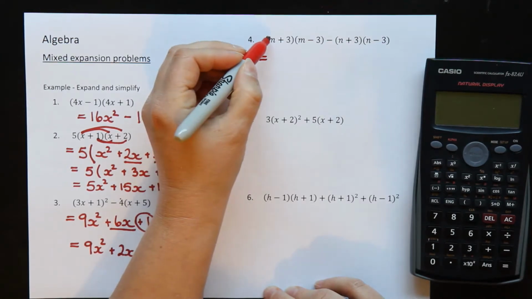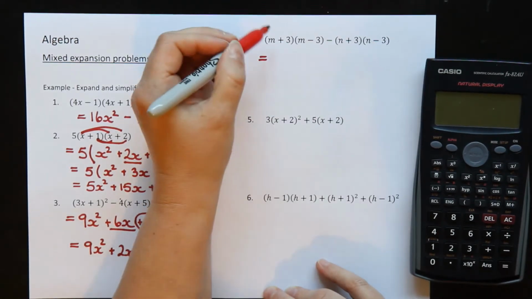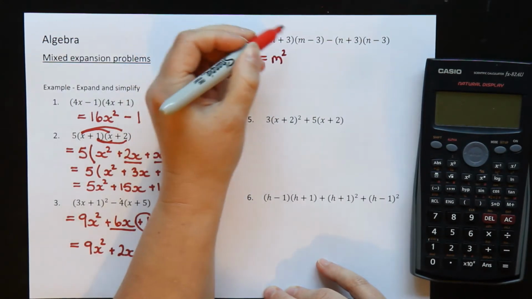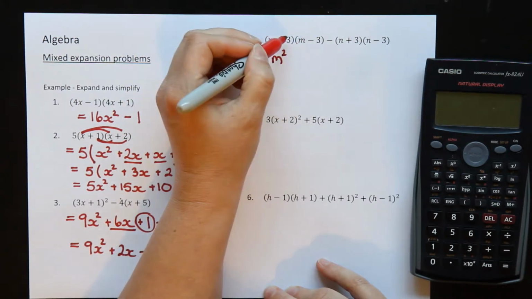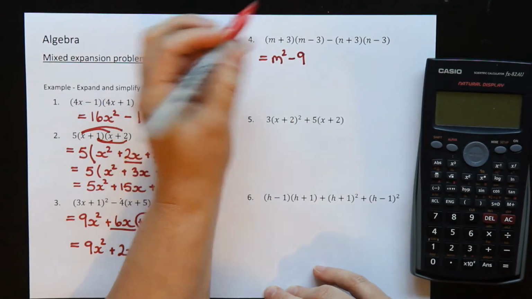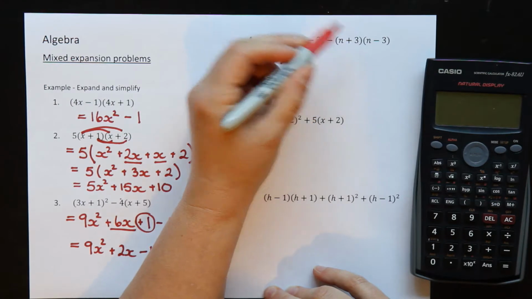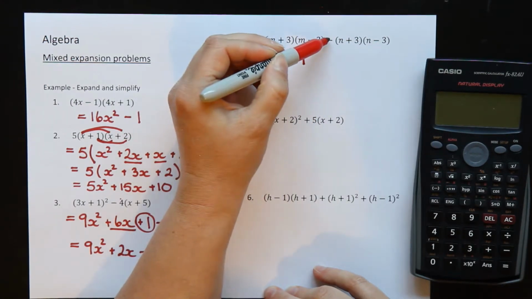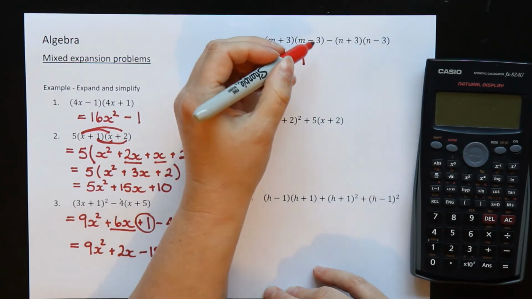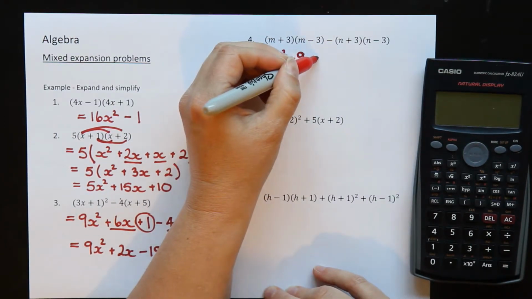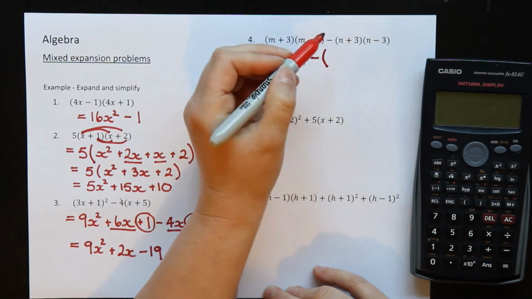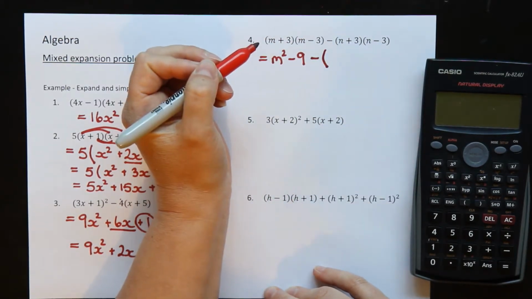The first one. To do a difference of two squares, we just have to do the first with the first. m times m is m squared. And the last thing with the last thing, 3 times minus 3 is minus 9. Now I need to do the same thing with these other brackets over here. But whenever there is a minus sign separating brackets like these, you need to be really, really careful. So what I like to do is put my minus sign down and open up brackets to expand, and then I can deal with the minus sign later.